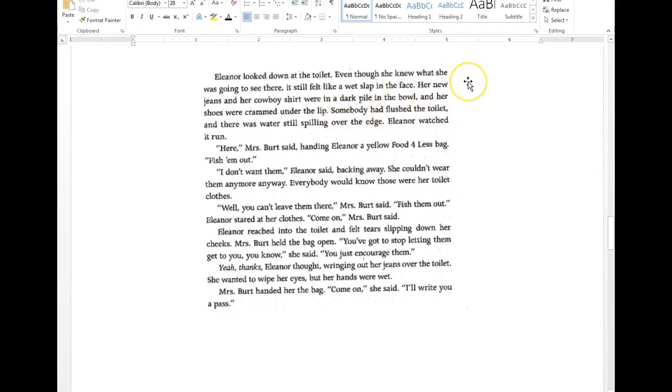Eleanor looked down at the toilet. Even though she knew what she was going to see there, it still felt like a wet slap in the face. Her new jeans and her cowboy shirt were in a dark pile in the bowl. Ugh, I'm going to skip down a little bit. "Here," Mrs. Burt said, handing Eleanor a yellow Food For Less bag. "Fish 'em out." "I don't want them," Eleanor said, backing away. She couldn't wear them anymore. Everybody would know those were her toilet clothes.